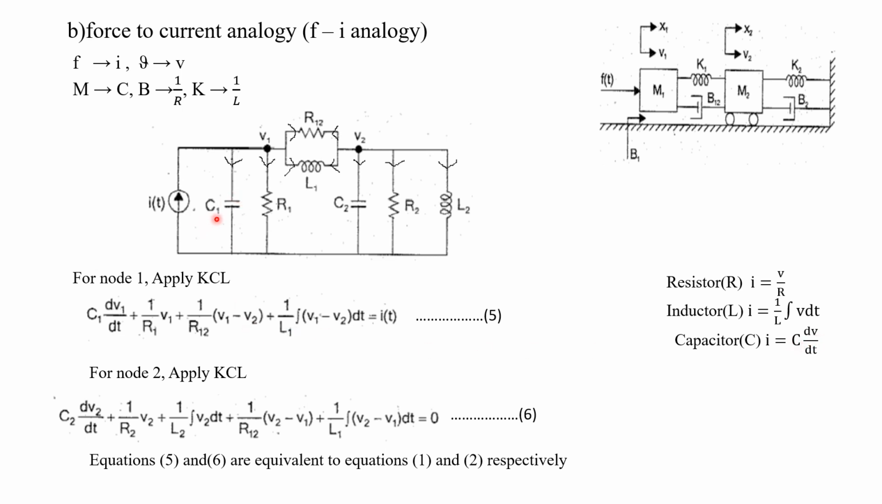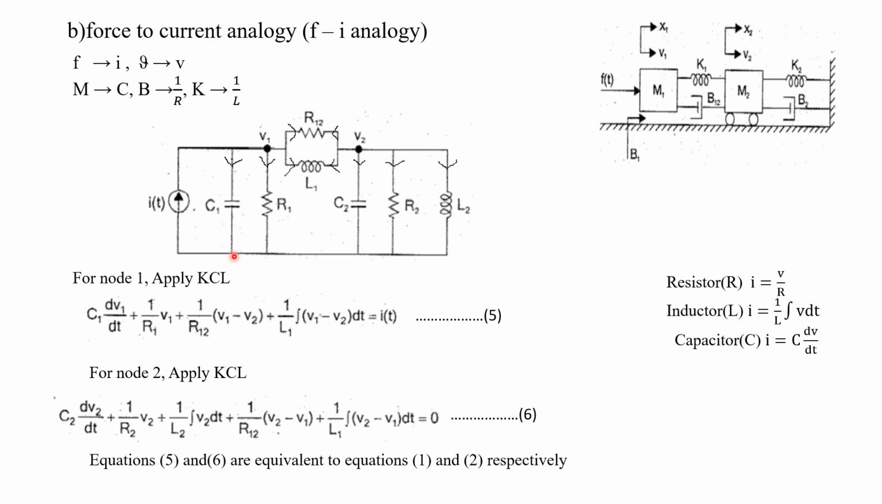Now for C1 into dV1 by dt, this V1 is nothing but the voltage drop across the capacitor C1. What about the voltage drop across the capacitor C1? At this point, the voltage is V1. Along these lines, the voltage will be V1. So at this point, the voltage is V1.